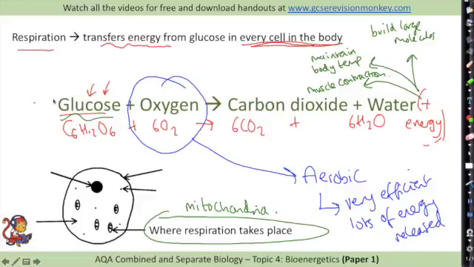This process happens in both plants and animals. Most people associate it with animals because we do respiration, but remember that this also happens in plants, because plants need energy to build larger molecules and to grow as well.